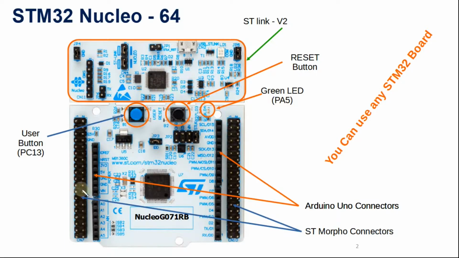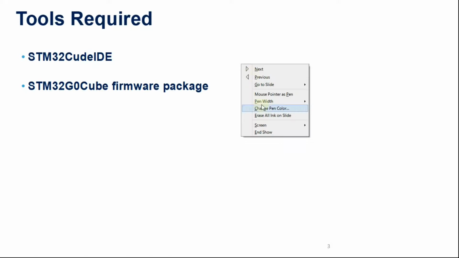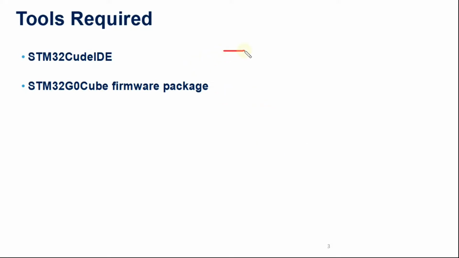Apart from this, the board also provides two kinds of headers. One is the Arduino Uno based connector, and the other one is a Morpho connector. If you don't have these Nucleo boards, you can use any board from ST Microelectronics. For example, a Blue Pill board that is based on STM32F103, and you can also use any Discovery board from ST Microelectronics.